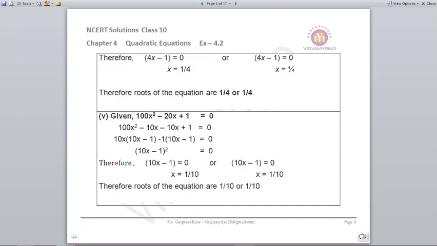Next, 100x square minus 20x plus 1 equal to 0. For minus 20x, it becomes minus 10x minus 10x, and your factors are 10x minus 1 the whole square, which means the factor will remain the same. x is equal to 1 upon 10, that is, the roots of the equation are both same.